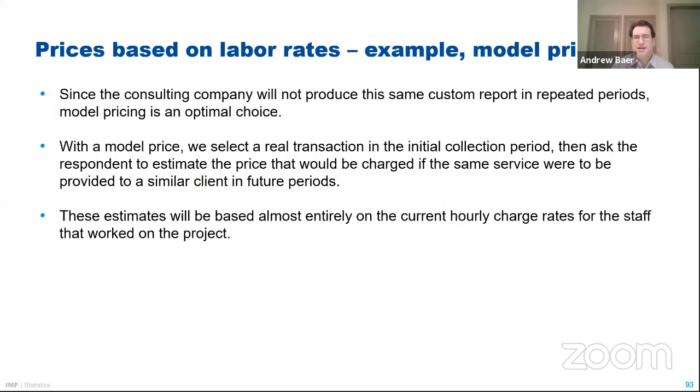Now, since the consulting company will not produce this same custom report in repeated periods, model pricing is the optimal choice. With a model price, we select a real transaction in the initial collection period. Then we ask the respondent to estimate the price that would be charged if the same service were provided to a similar client in future periods. These estimates will be based almost entirely on the current hourly charge rates for the professionals that worked on the project.